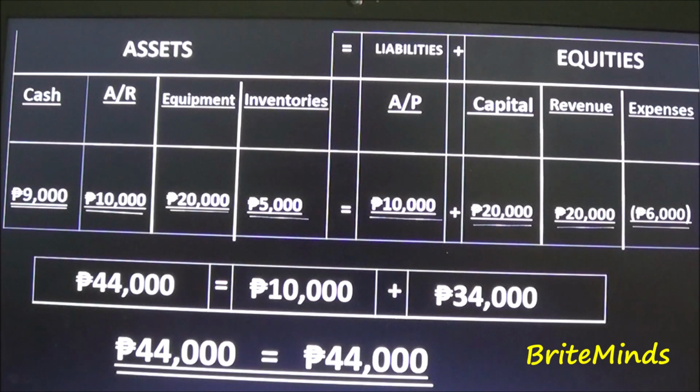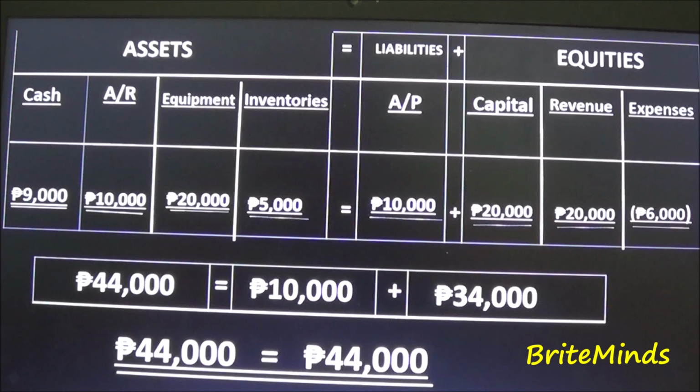And then on the right side of the equation, under the liability account, which is accounts payable, she has 10,000 pesos payable to Miss Sheila. And then under the equity accounts, her remaining capital is 20,000 pesos. Then the revenue from her barbecue shop, she earns 20,000 pesos, and then the total expenses is 6,000 pesos.